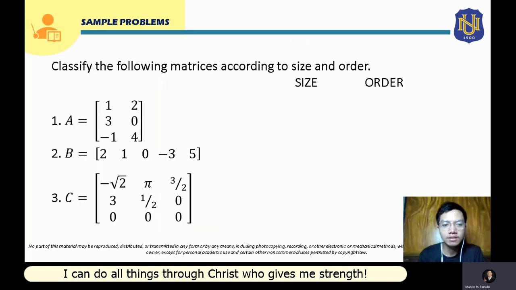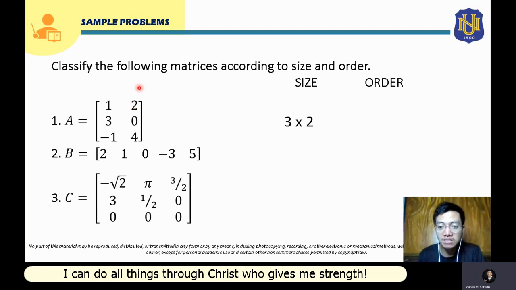Now, let us classify the following matrices according to size and order. For number 1, this matrix A, we will determine its size. Its size is row by column. Let's count the number of rows. The rows are the horizontal arrangement of your elements, so that will be 1, 2, 3. There are 3 rows. For your columns, the vertical arrangement, the number of columns is 1, 2. So the size, row by column, is 3 by 2.